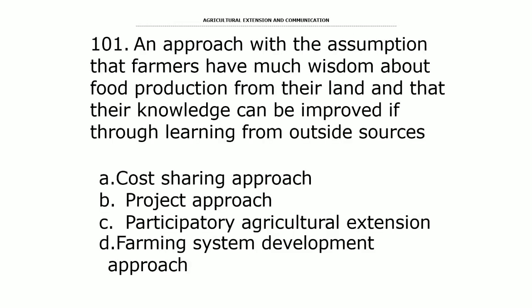Number 101. An approach with the assumption that farmers have much wisdom about food production from their land and that their knowledge can be improved through learning from outside sources. A. Cost-sharing approach. B. Project approach. C. Participatory agricultural extension. Or D. Farming system development approach. The answer is participatory agricultural extension.